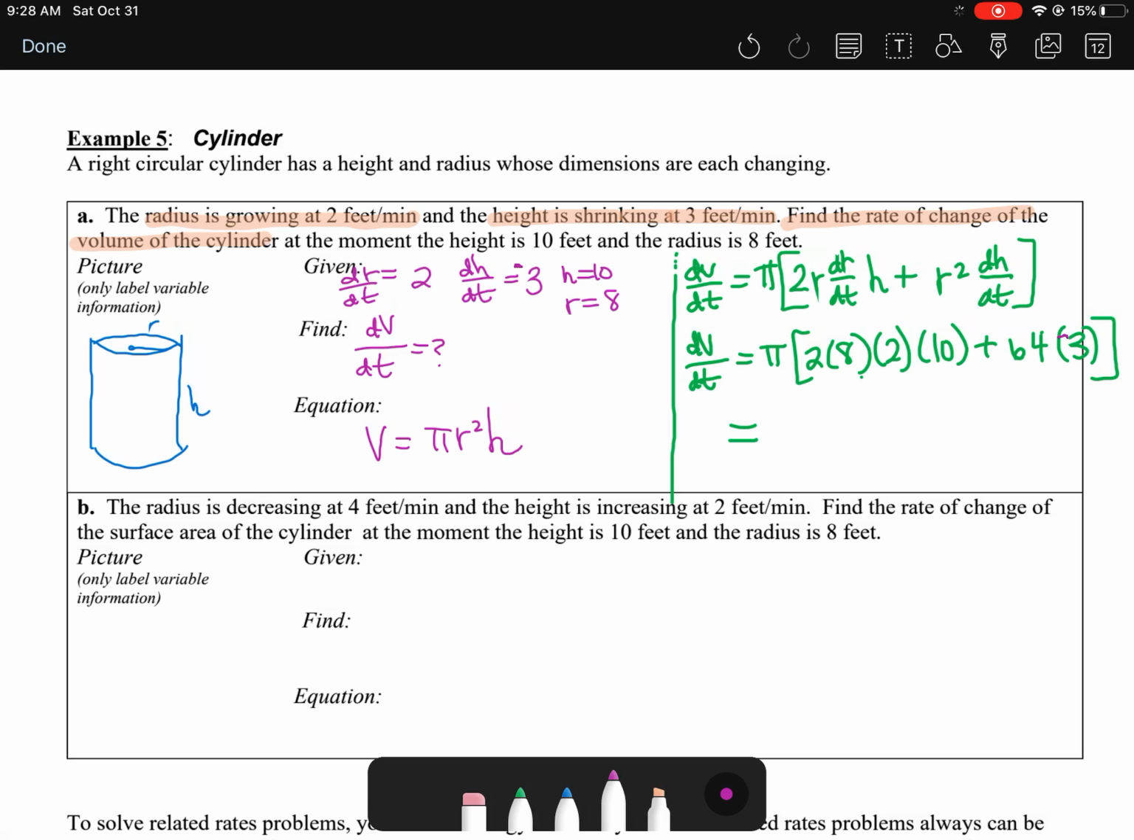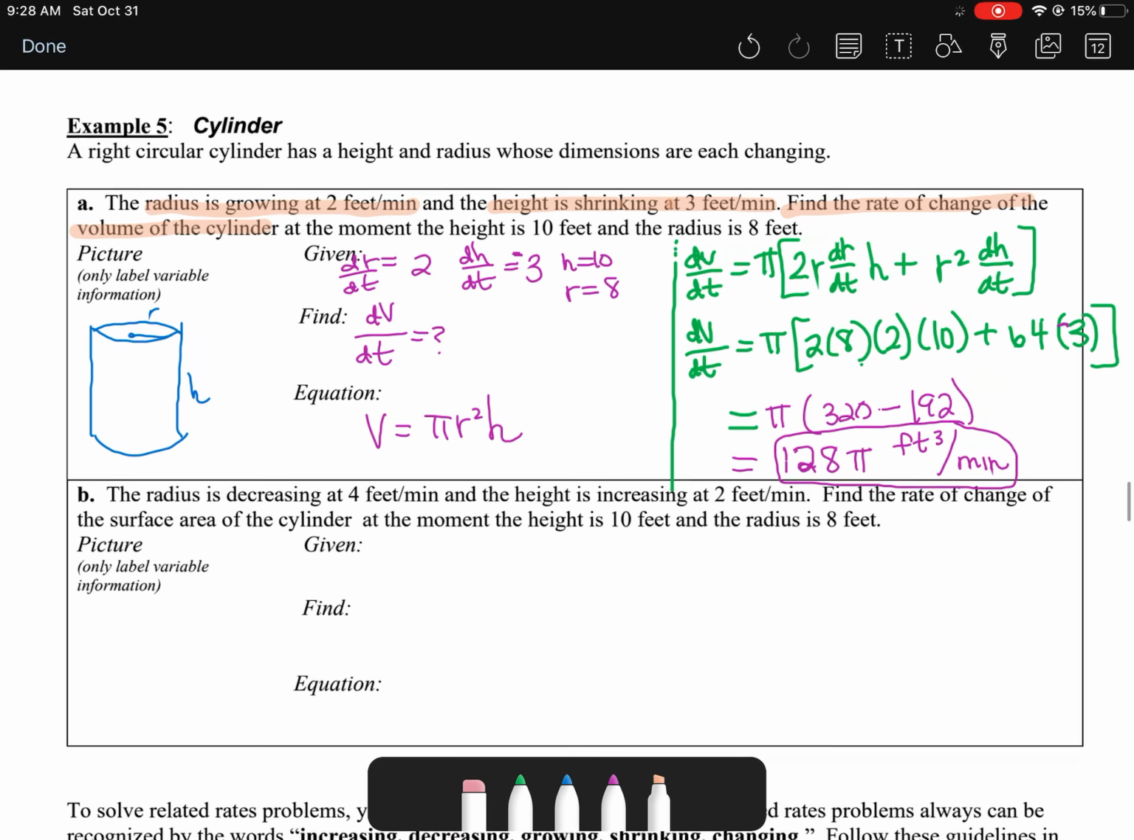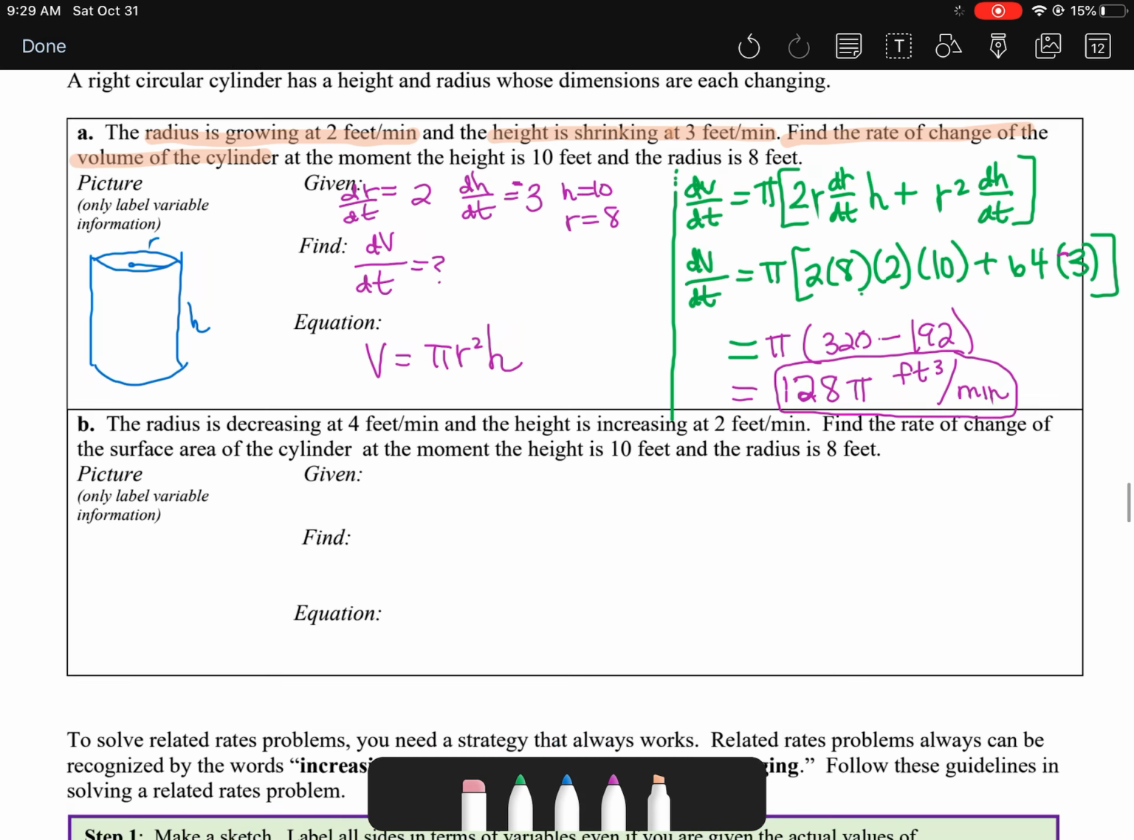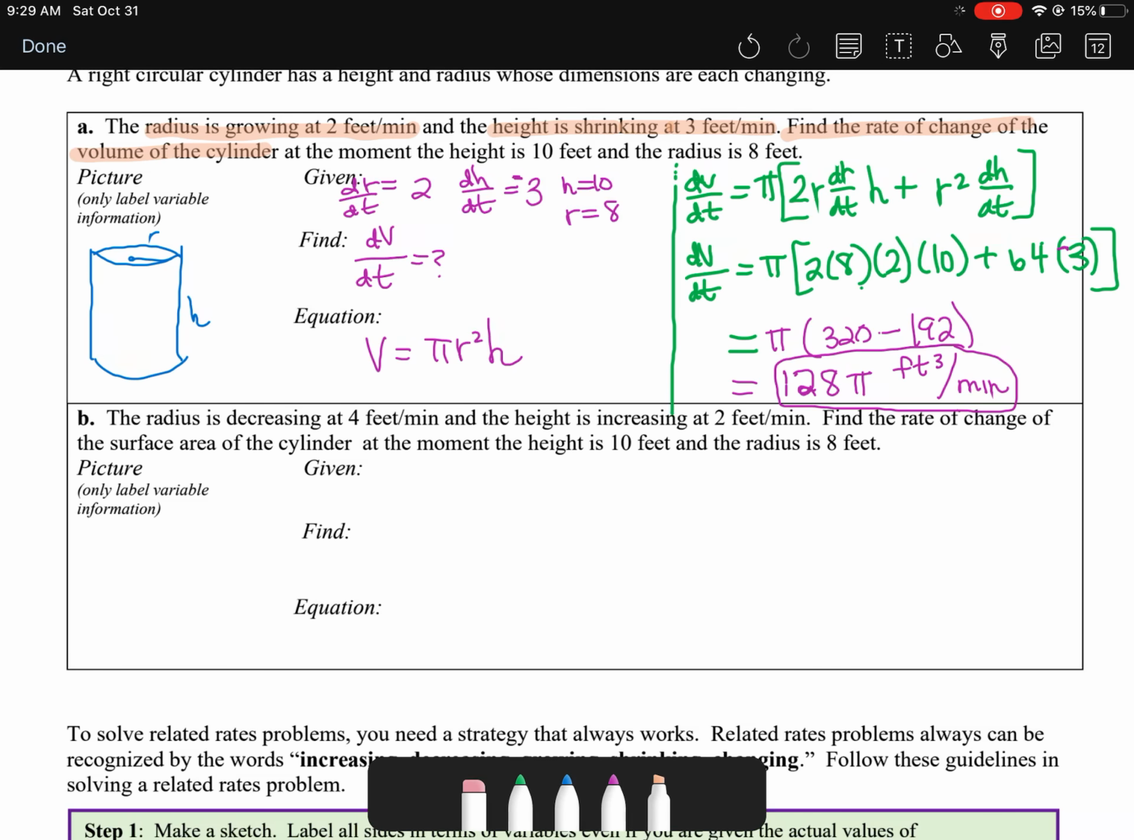Okay, so now when I plug this in, I get pi times 320 minus 192. So that's going to give me 128 pi. Now I'm talking about volume, so it's going to be feet cubed per minute. Perfect. Again, you want to keep the pi in there.